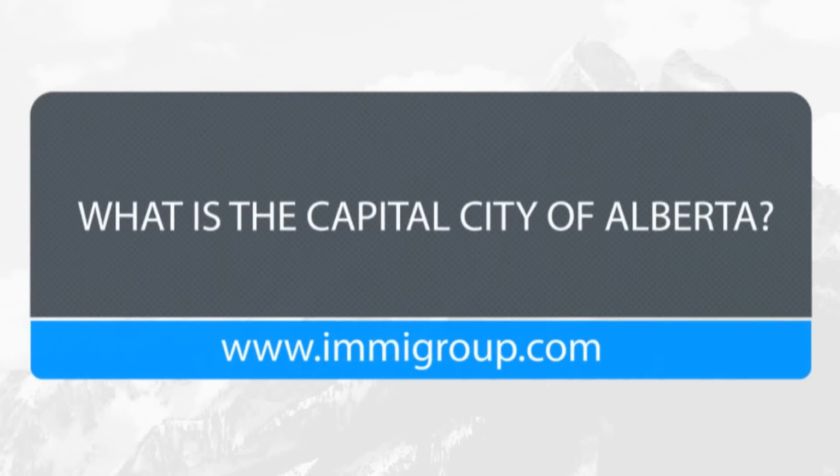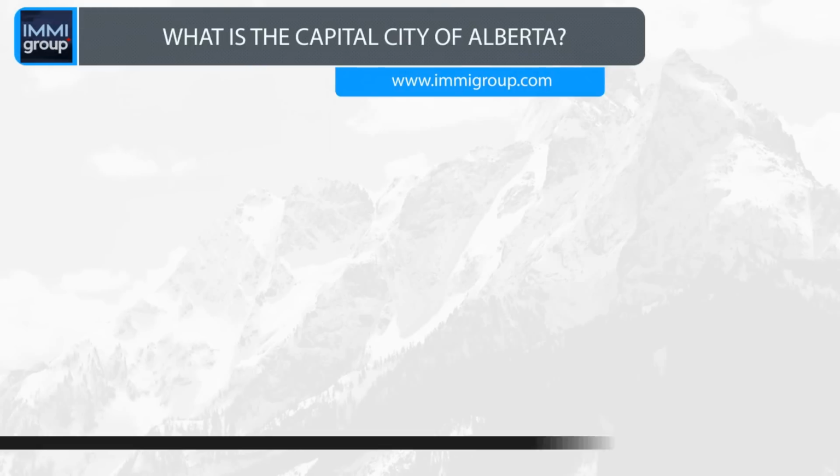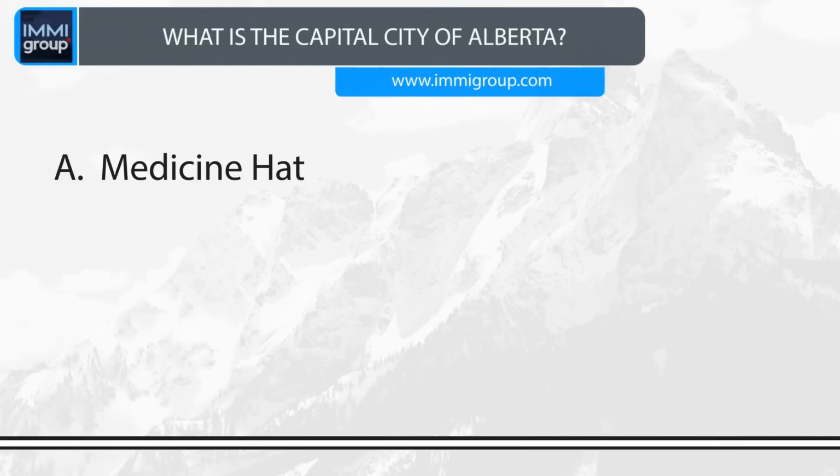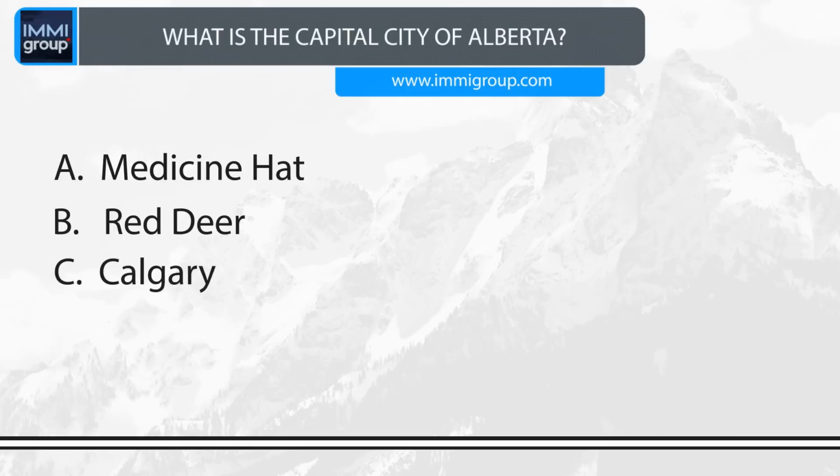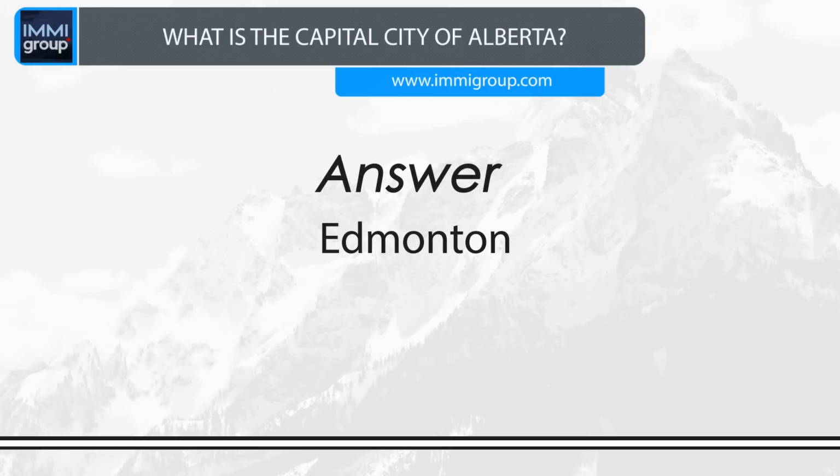To use it, pause the video after the question to guess the answer. What is the capital city of Alberta? A. Medicine Hat. B. Red Deer. C. Calgary. D. Edmonton. Answer: Edmonton.